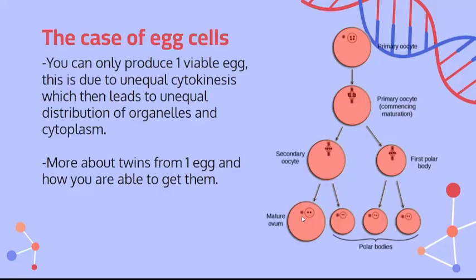So XX is a female. XY is a boy. So when our 21st pair of chromosomes, right here, instead of 2 chromosomes, they have 3 chromosomes here. Now what does that mean? That's Down syndrome. And same thing for 13.